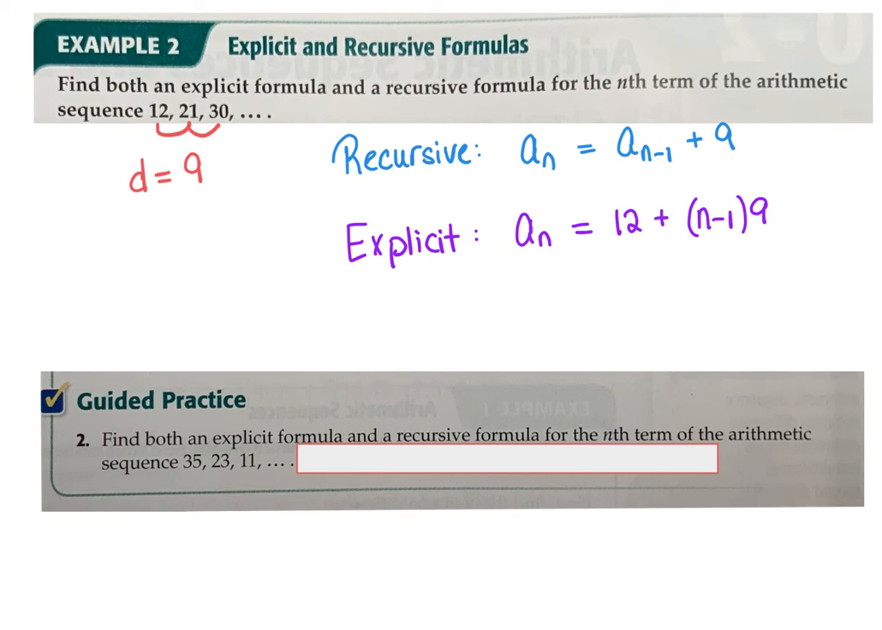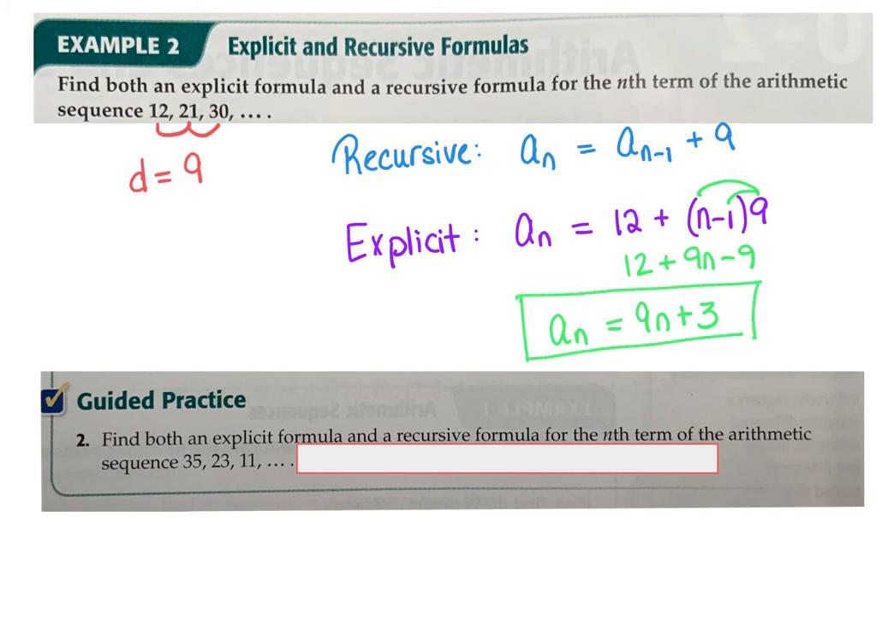Now, when they want explicit, they typically want you to simplify it. So this is not simplified. Simplified would mean I have one variable and one constant. So to simplify this, I am going to distribute that 9 and combine my like terms. So I'm going to say 12 plus 9n minus 9. Combine your 12 and your negative 9. So your explicit formula would actually look like this. 9n plus 3. So that would be explicit.